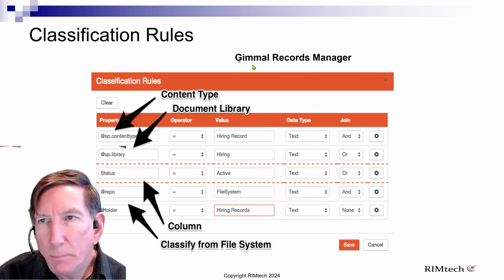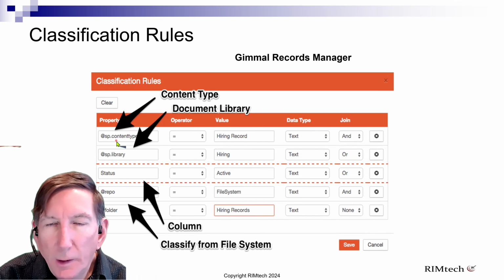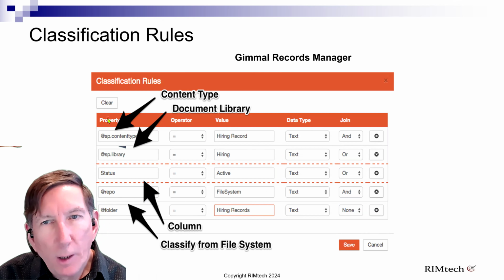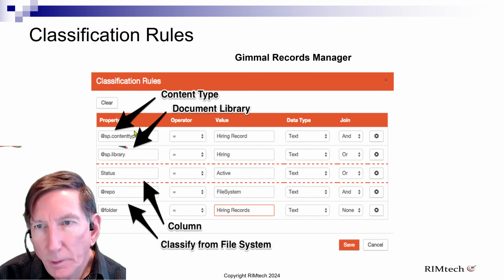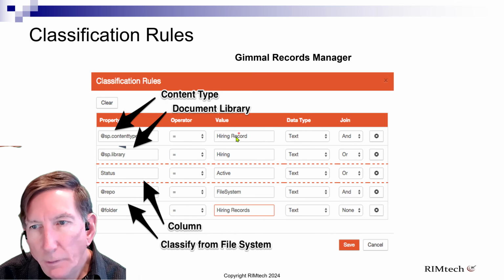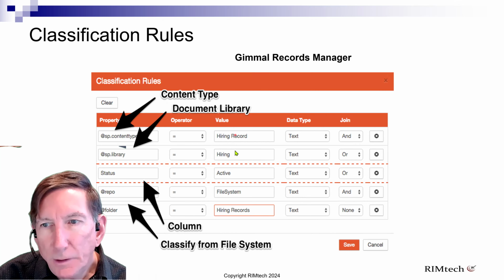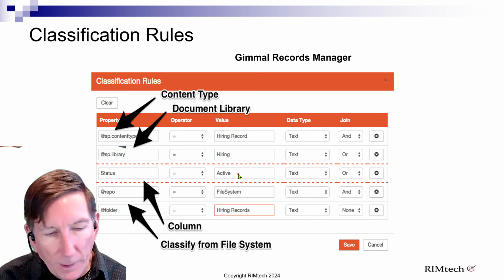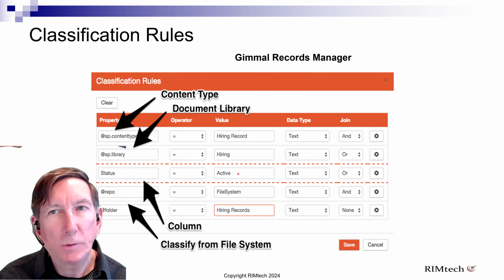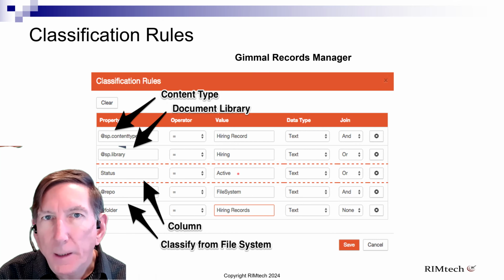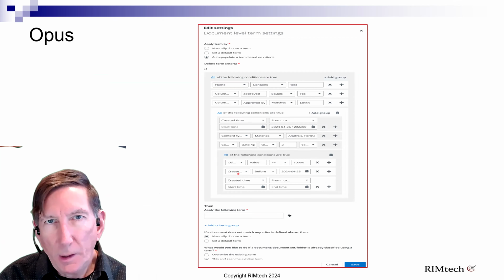This is an example from Gimel out of Houston, Texas. Here we have the same kind of thing. The property is the metadata field or column. The operator is commonly equals, and then the value. So here we have library equals hiring. The content type is hiring record, and the status has to be active. Those are 3 conditions that have to be met for that content in order to apply a retention rule to that content.